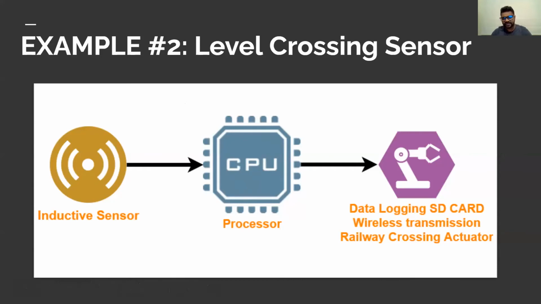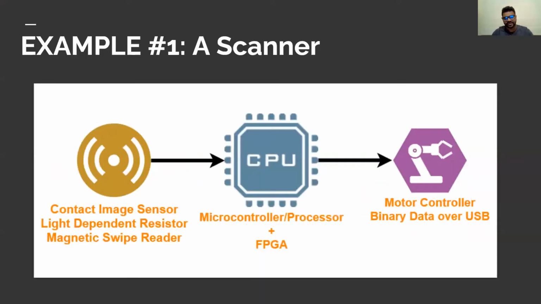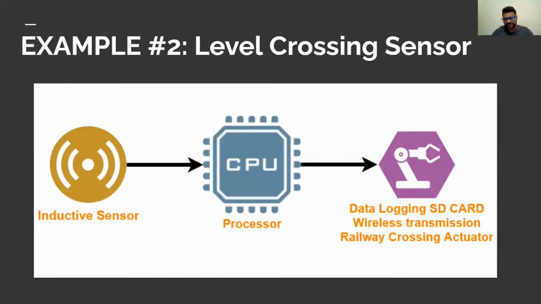So as I said, the automotive industry is completely different. Like, a scanner is a consumer device. If a scanner failed, it's going to be an inconvenience, but that's the worst that it can do. But if a level crossing sensor fails, then it's not just an inconvenience, it could lead to a catastrophe. So because of that, the processor selection and everything is different.